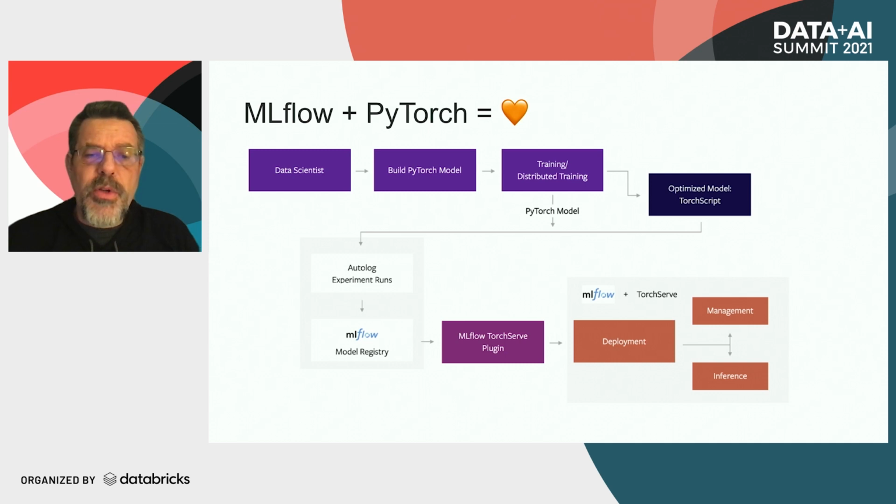Then once it's in the registry, we access the MLflow TorchServe plugin, and then we finally push it out to the TorchServe deployment framework, wherever that lives, be it in a cloud provider, etc. And then we can do inference on that, using standard TorchServe functionality and APIs.